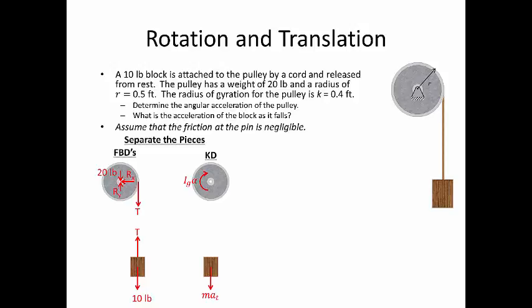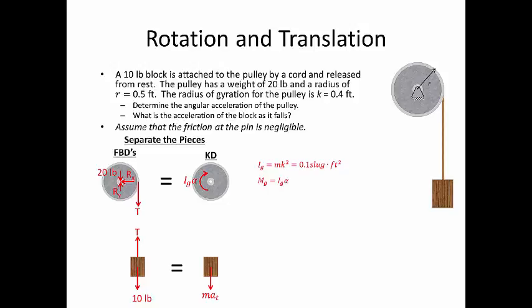Once we have the free body and kinetic diagrams, we can set them equal to each other, calculate our mass moment of inertia, and use our equations of motion to solve the problem. Our mass moment of inertia for the pulley is the same as it was in the previous problem, which is equal to 0.1 slug feet squared.